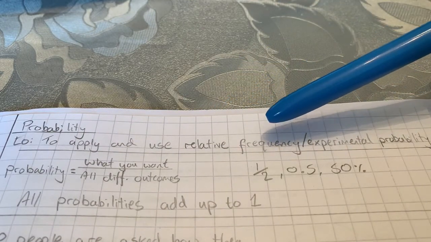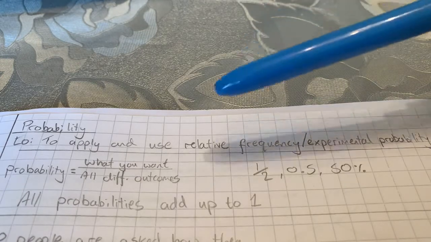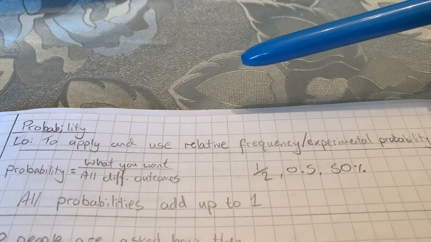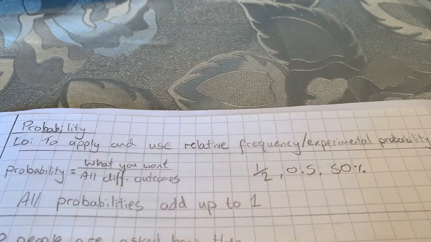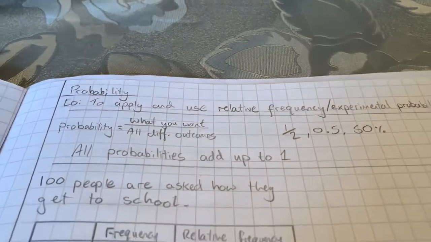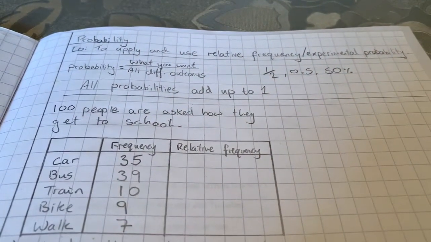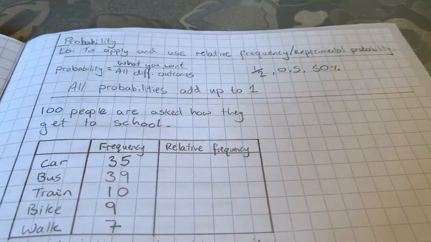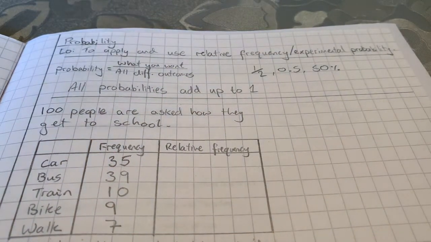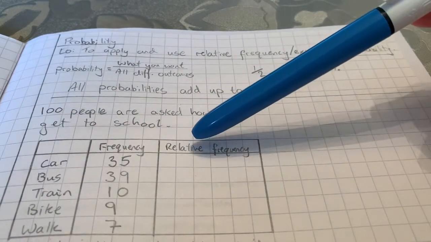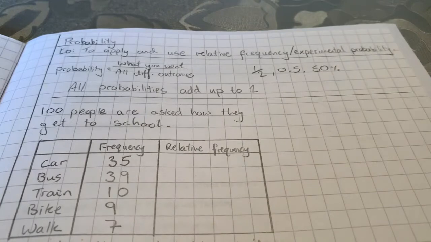It'll be, say you're doing a survey of something, which is similar to the examples you'll see. And it's based on that, what's the probability of someone liking something? And that's kind of what we're going to look at now as well. So here we go. We've got 100 people are asked how they get to school. Now, you've got car, bus, train, bike, and walk. So for this, we're going to put the relative frequency of each of these happening.